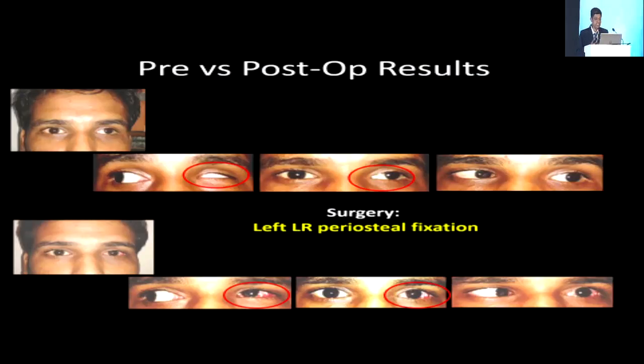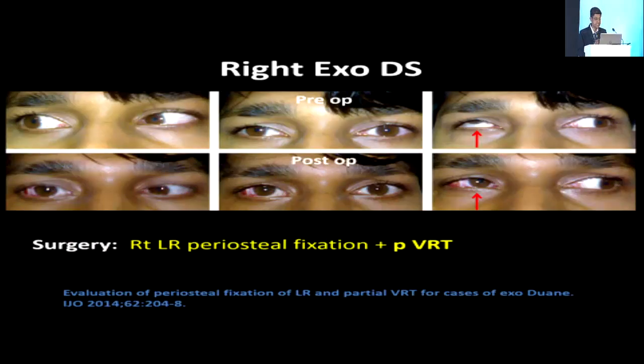So in this case, we did the lateral rectus periosteal fixation. You can see that there was a modest amount of abduction which is lost, but there is very good alignment, and the retraction and the upshoots have completely disappeared. So you get a good effect if you do periosteal fixation in cases like this.